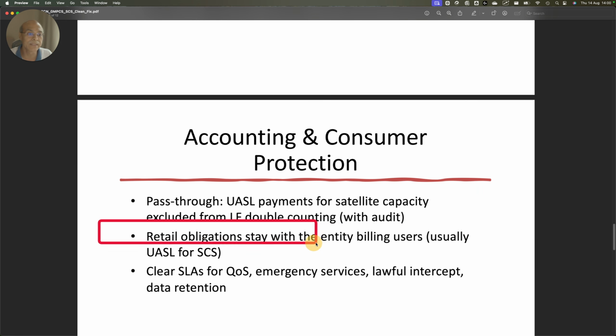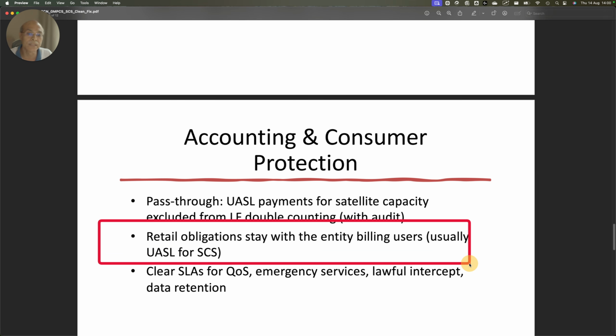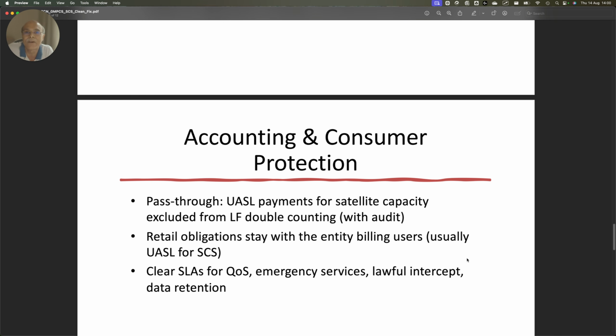Retail obligation stays with the entity billing the user, usually the USL for SCS. Because somebody has to integrate the billing, right? You can't tell the satellite operator you bill separately. But USL will bill and the satellite players are going to collect money from the USL. That's how it is going to happen. But satellite players are giving access directly to the phones. You can't create two separate entities for billing. It will create a huge confusion.